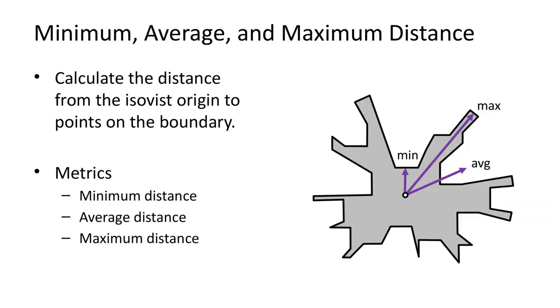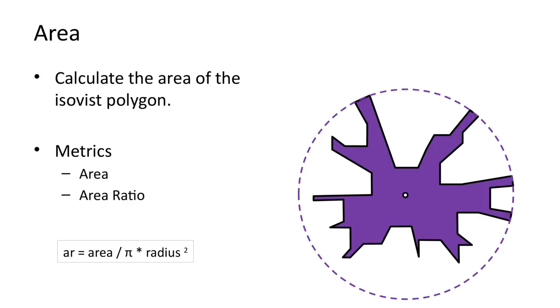Distance metrics are based on distances from the origin point to points on the isovist boundary. The 3 distance-based metrics are minimum distance, average distance, and maximum distance. The area metric calculates the area of the isovist. The area can be normalized by dividing it by the maximum area, which is the area of a circle with the maximum radius. Values will then all be in the range between 0 and 1.